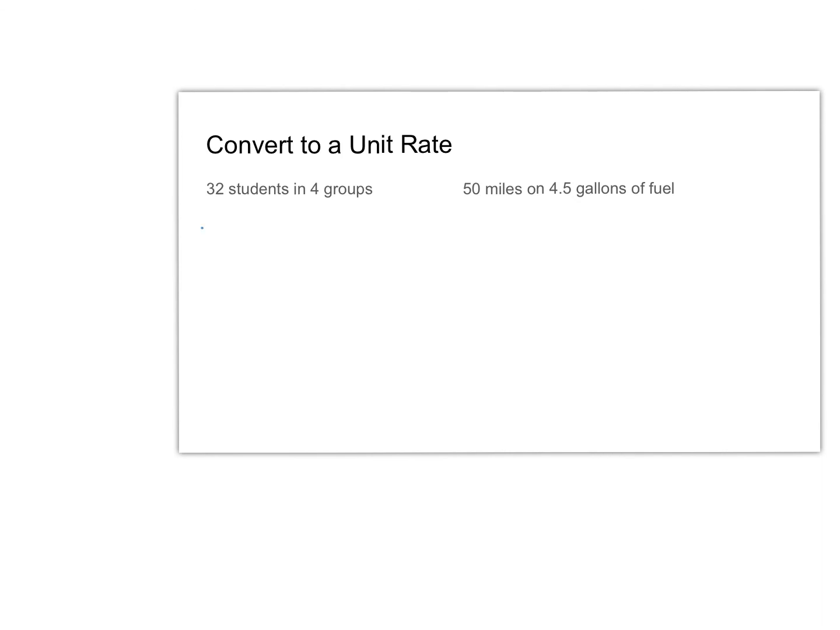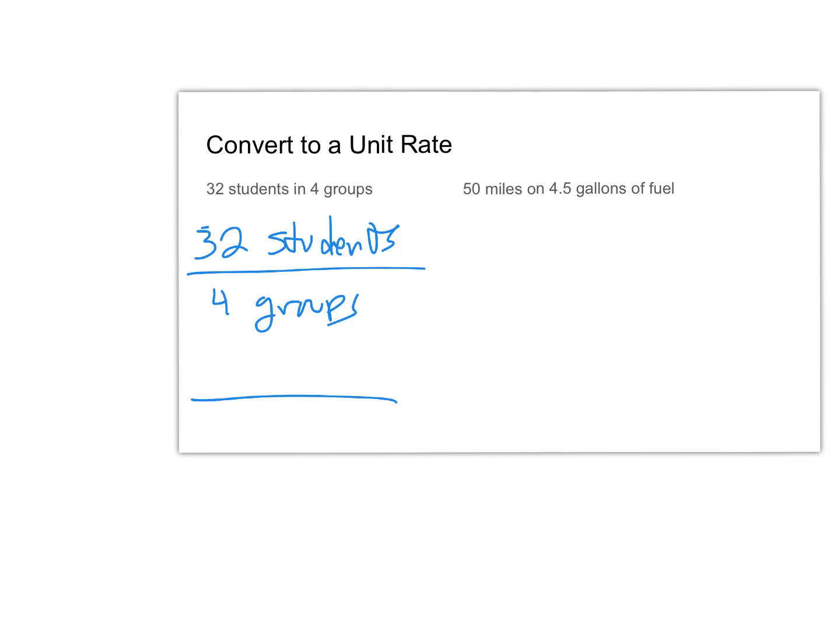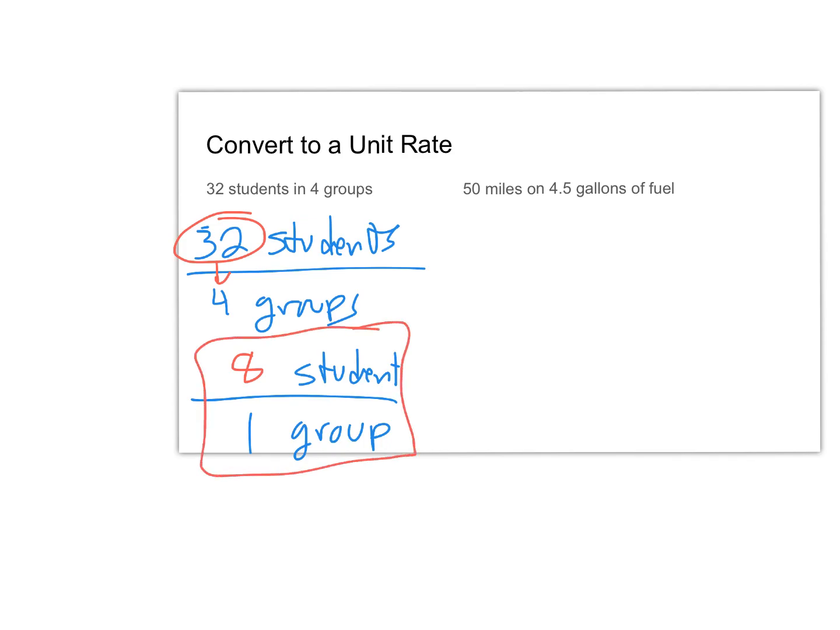Okay, so we're going to do a unit rate of 32 students in 4 groups. They want us to find the number of students in 1 group. So all we're going to do is divide 32 by 4, and we get 8. So you're going to have 8 students per group. That is a unit rate.